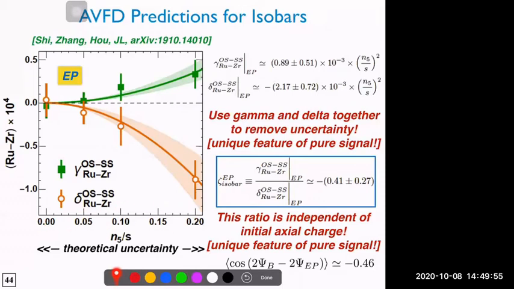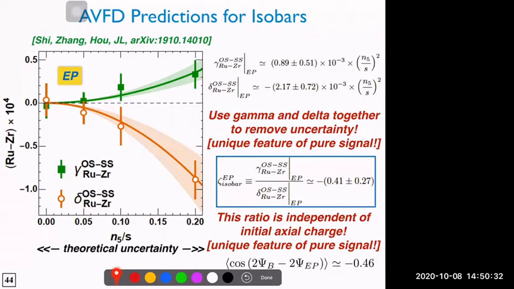But the signal, if you do a subtraction between ruthenium and zirconium, you will get a signal that depends basically quadratically on that axial charge. This is the gamma correlator, this is the delta correlator. They depend quadratically on the initial M5. Now, if you measure both gamma and delta, you can easily identify where you have a consistent picture. After the isobar subtraction, you're supposed to be left with pure signal. That's one important point we've been making all the time: you do a subtraction and you check the consistency between gamma and delta.